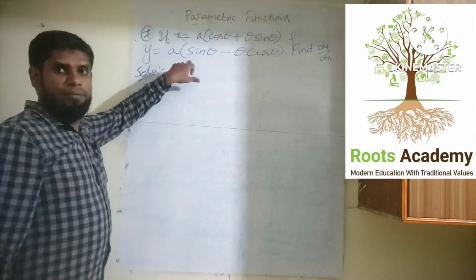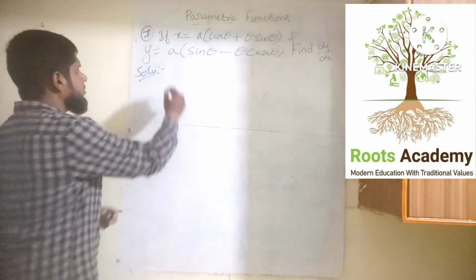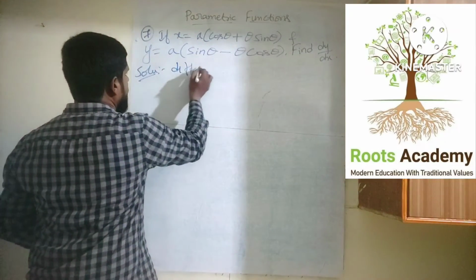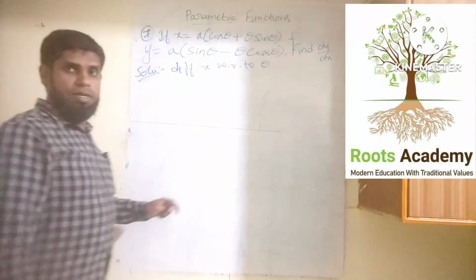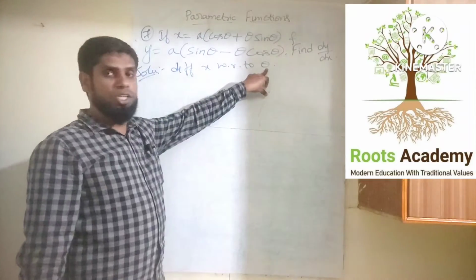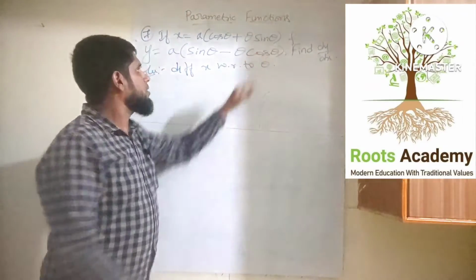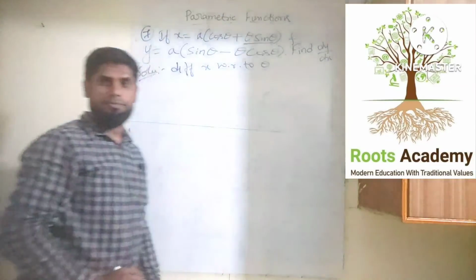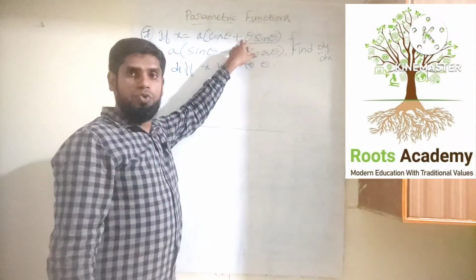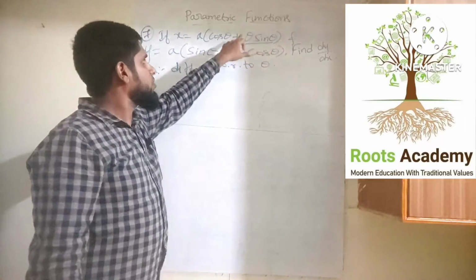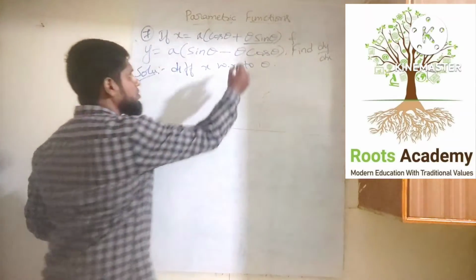So x and y both are dependent on theta, so theta is the parameter. Let us directly differentiate x with respect to theta. The moment we differentiate x with respect to theta, here theta and sin theta get multiplied, so we must use the product rule here. First term, no issues, direct differentiation. But in the second term, two functions are multiplied: the first function is theta, the second is sin theta. So we must use the product rule here.